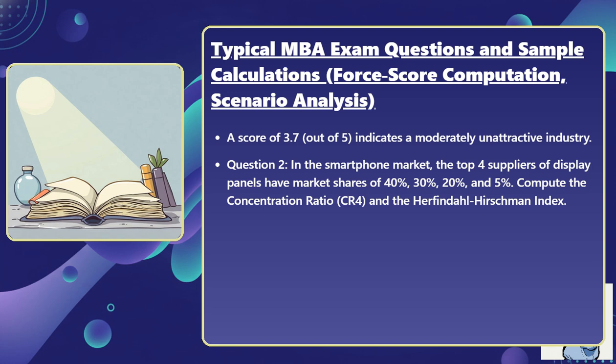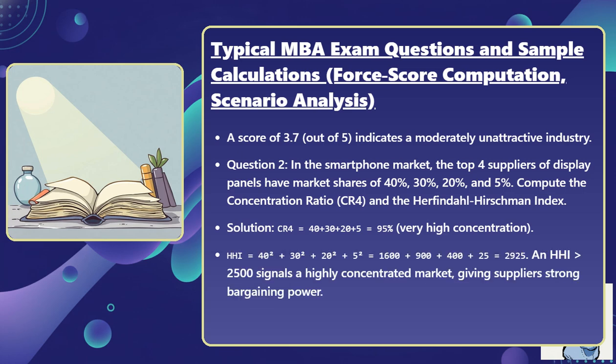Question 2: in the smartphone market, the top 4 suppliers of display panels have market shares of 40%, 30%, 20%, and 5%. Compute the concentration ratio CR4 and the Herfindahl-Hirschman index. Solution: CR4 equals 40 plus 30 plus 20 plus 5 equals 95%, very high concentration. HHI equals 40 squared plus 30 squared plus 20 squared plus 5 squared equals 1,600 plus 900 plus 400 plus 25 equals 2,925. An HHI greater than 2,500 signals a highly concentrated market, giving suppliers strong bargaining power.